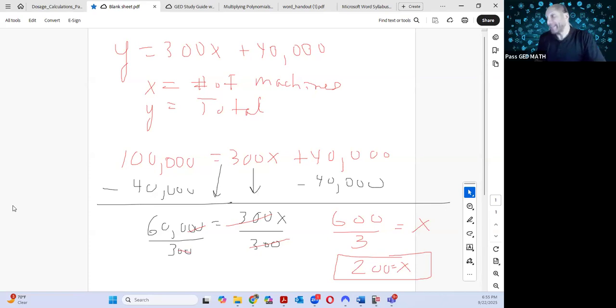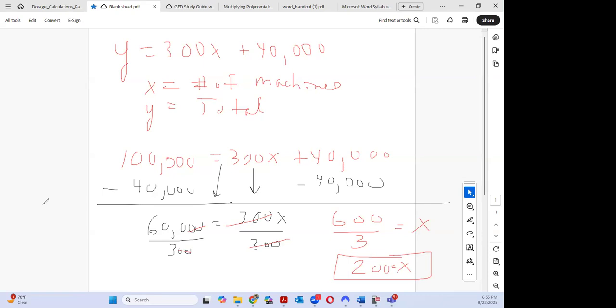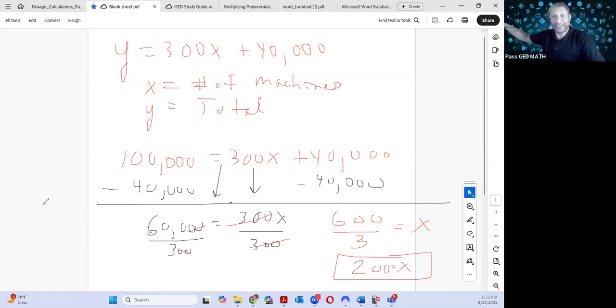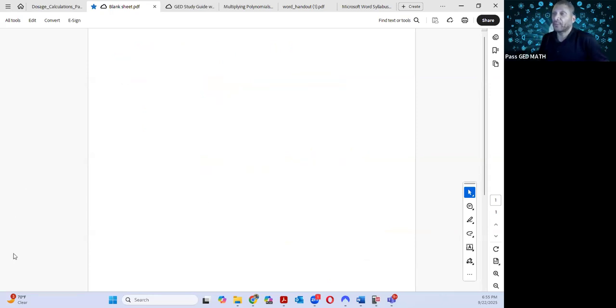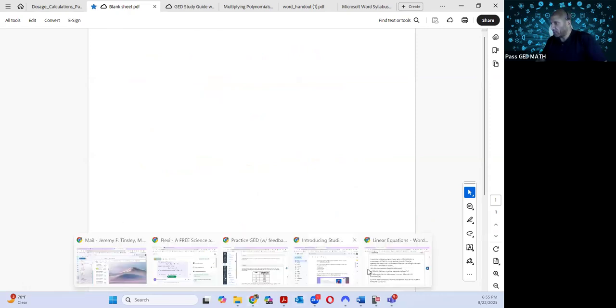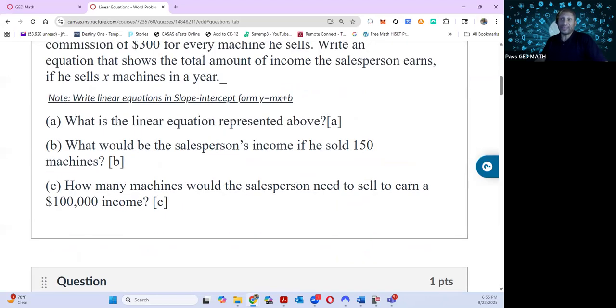People who sell cars, that's real life. People sell appliances, that's real life. What do I need to sell? Because I work on commission to make this amount of money. My goal is to get to 200 of these machines so I'll make $100,000 this year. That's real life. But again, will you see a problem this difficult? No. But you might see A, you might see B, you might see C.